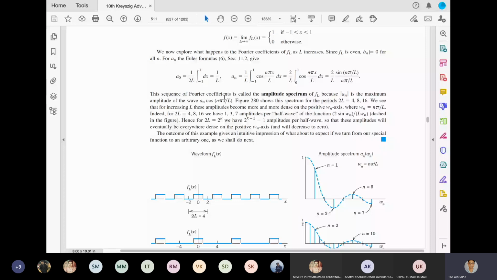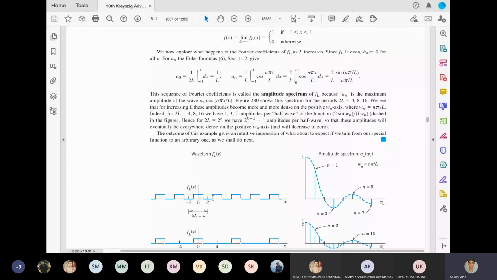Okay, so the modulus of An should be the maximum amplitude of your wave. If you see the figure below, it has the spectrum for different periods, 2L equal to 4, 8, 16. Initially we are just taking finite values. Okay, so 2L equal to, let's say, 4. That's how the waveform f sub L looks. It will be between -2 and +2.